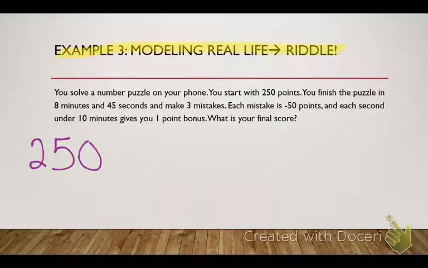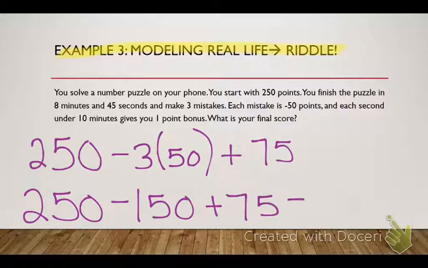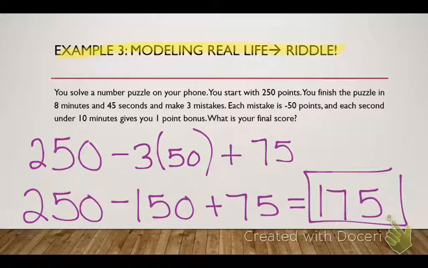I start with 250 points. I lose 50 points per question I missed. So that's why there's a subtraction sign there. And then I also gained how many bonus points? 75, because I finished 1 minute and 15 seconds ahead of time. That's 75 seconds, okay? So 250 minus 150 plus 75 is 175. Okay? All right, if you understand that, that's everything you need to know for section 2.1.